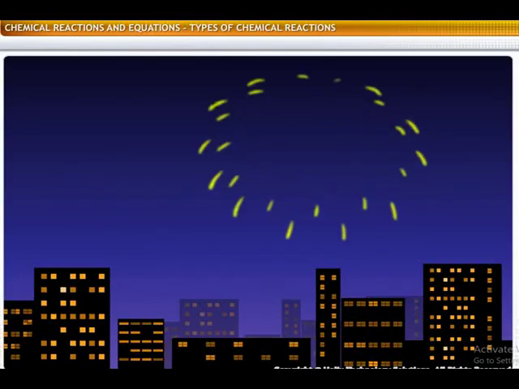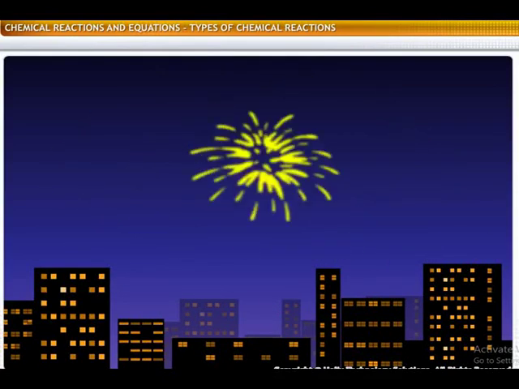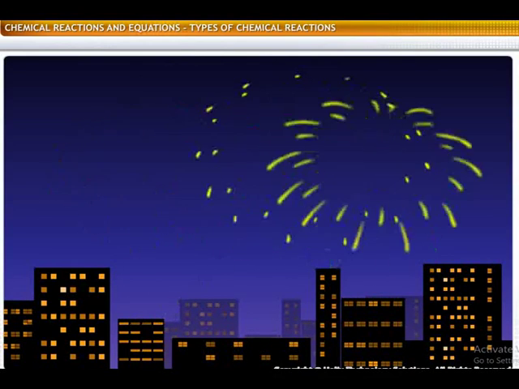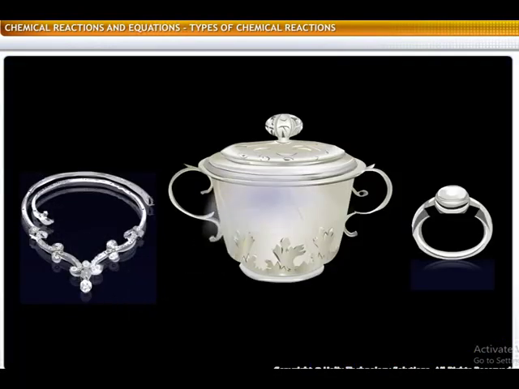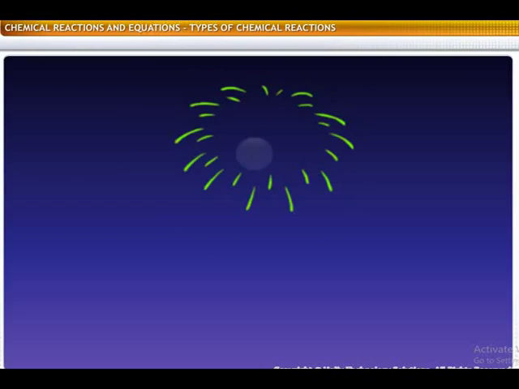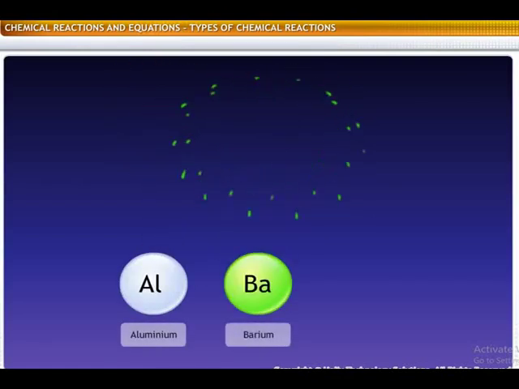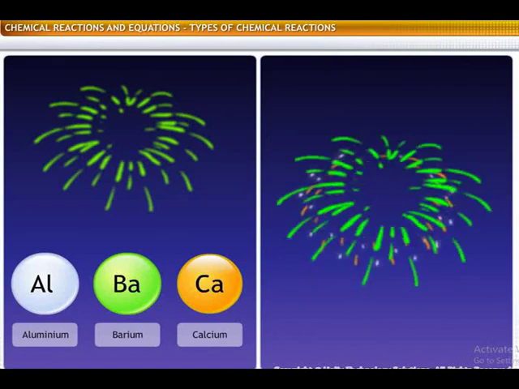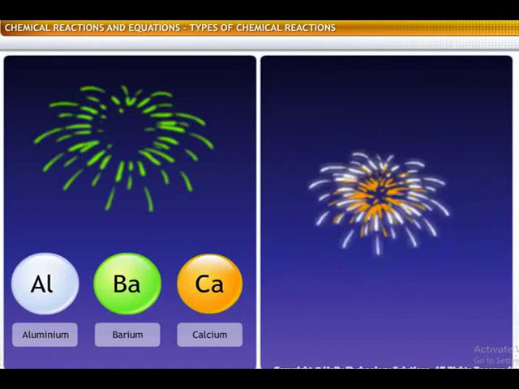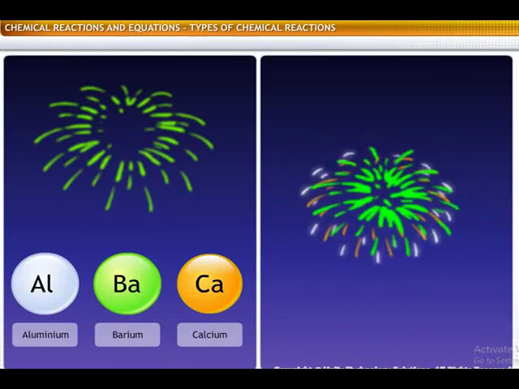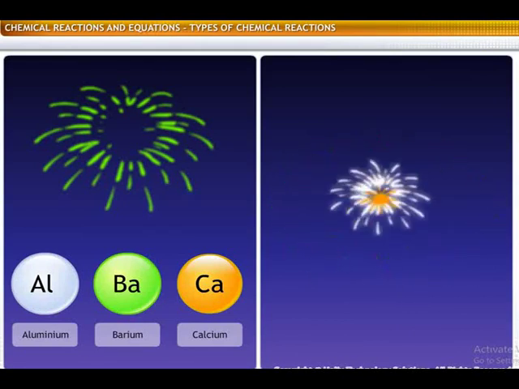Did you know that the brilliance of colors of crackers is a result of chemical reactions? Have you ever wondered why silver gets tarnished? Crackers contain chemical substances like aluminium, barium, calcium, etc. that burn in oxygen to impart a silvery white sparkling effect with green and orange colors. Thus, elements get oxidized when you burn crackers.